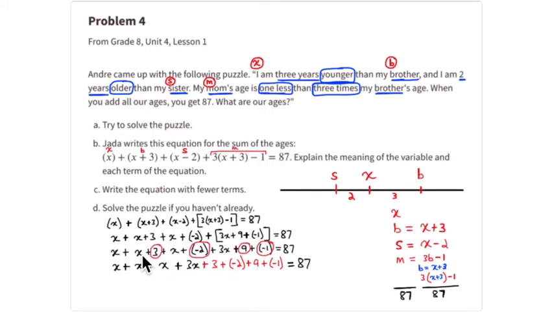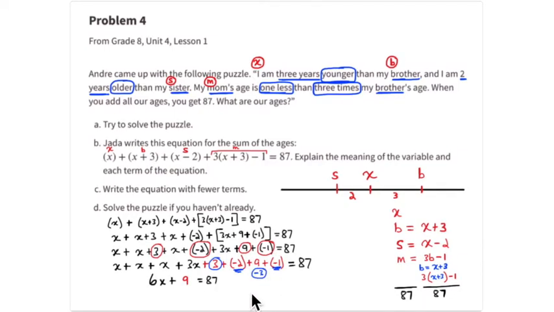All right, so I can collect all the x's together. So there's an x, this x right here, and this 3x, and I can collect all the numbers together. And using the commutative property, I can move everything around, put all the x's together, and put the numbers together. So this is 3 plus -2 plus 9 plus -1.